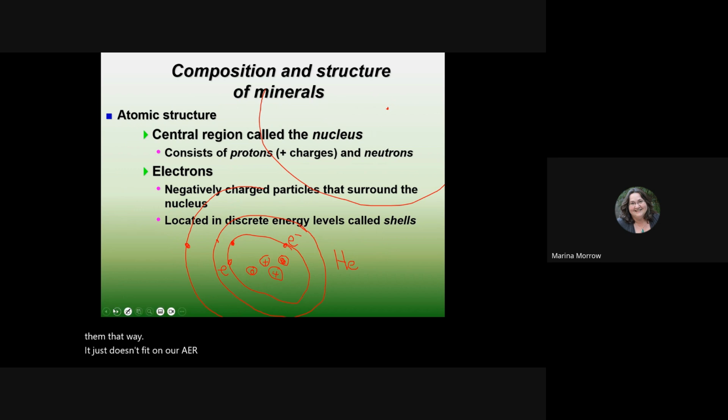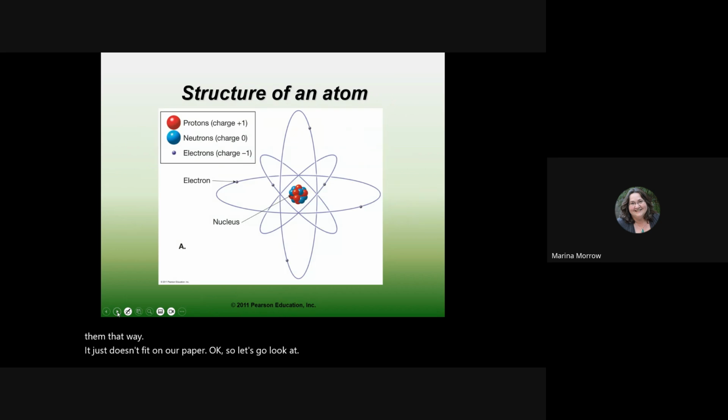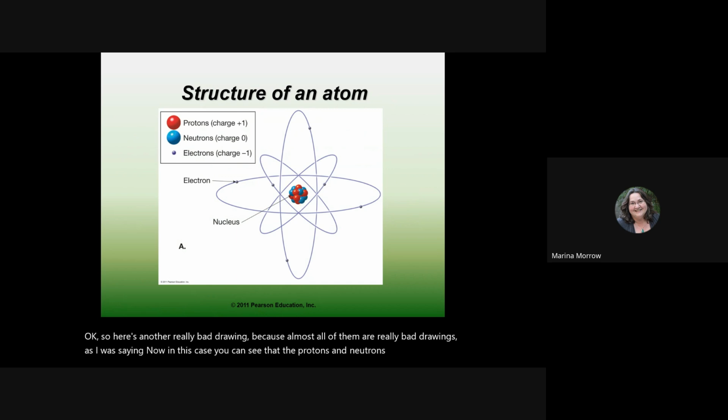Okay, so let's go look at a really bad drawing. Okay, so here's another really bad drawing because almost all of them are really bad drawings, as I was saying. Now, in this case, you can see that the protons and neutrons are packed together very tightly in the nucleus of the atom, and the electrons are zipping around on the outside. Now, another thing to notice is that this shell, okay, these are electron orbitals, and there are usually 2 electrons in each orbital.